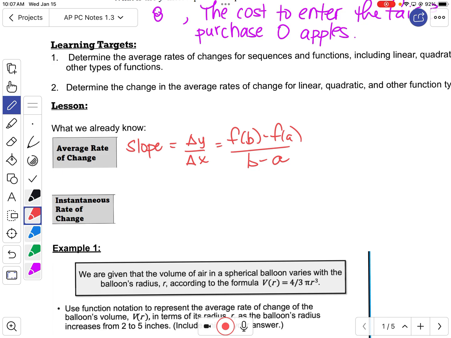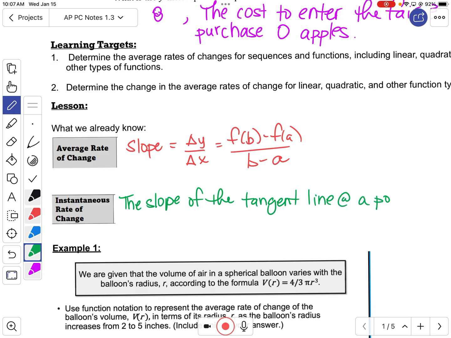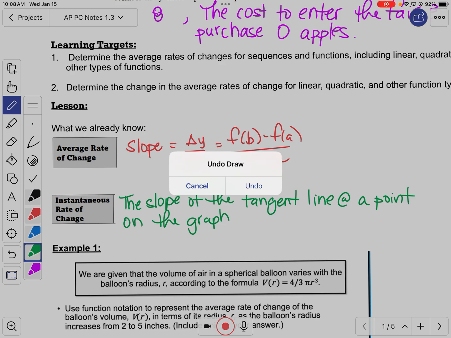So that's average rate of change. And then what did we say was our instantaneous rate of change? It's the slope of the tangent line at one point on a graph. So they're both slope. Slope of our tangent line. All right, so let's see one that's got some interesting values in it.